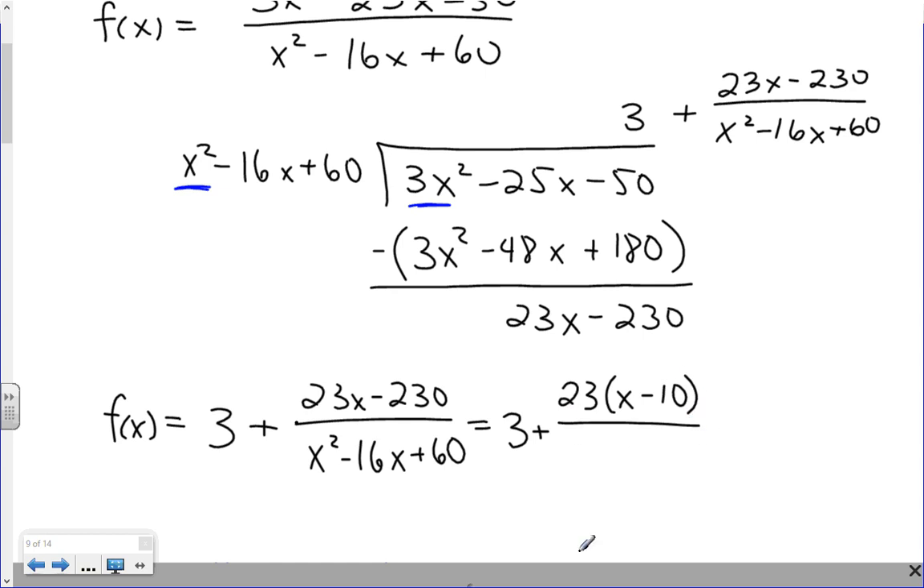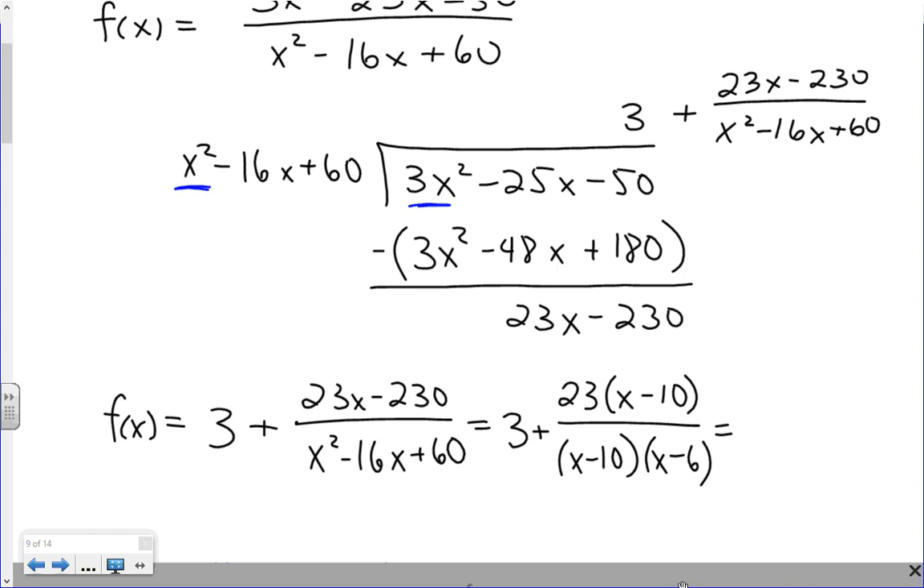And if I factor the denominator, I need two numbers whose product is 60 and sum is negative 16. So that sounds like 6 and 10 here. x minus 10 and x minus 6. And actually, you'll notice that you have some values here that you could cancel out. You've got an x minus 10 in both the numerator and denominator. You can cancel that out, but you just got to be careful and make sure you indicate the domain.